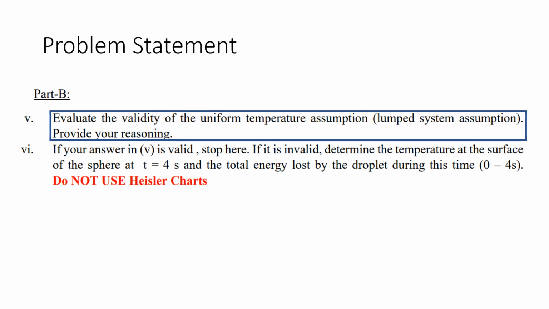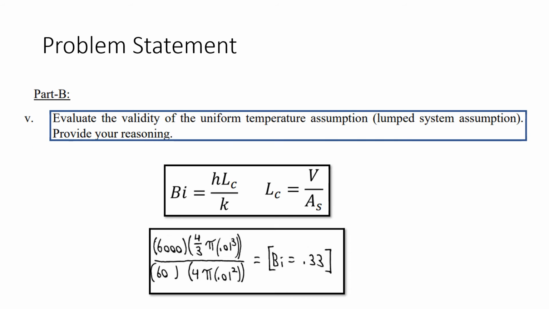So moving on to part B, evaluate the validity of the uniform temperature assumption. So we kind of did this earlier in part A. We just checked the Biot number and we saw that it was greater than 0.1, and so it's not necessarily a valid assumption in this case.